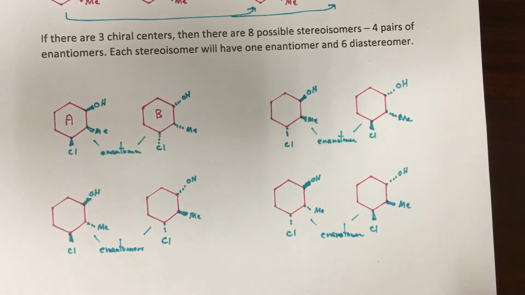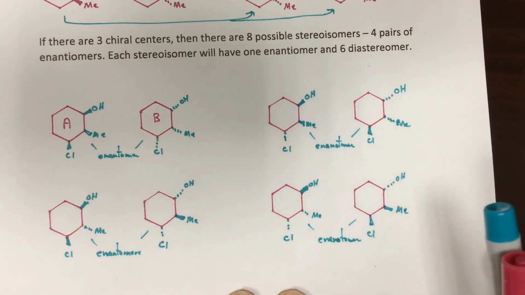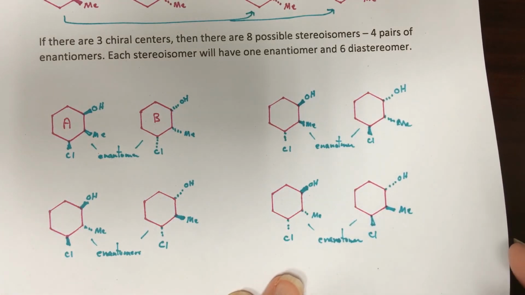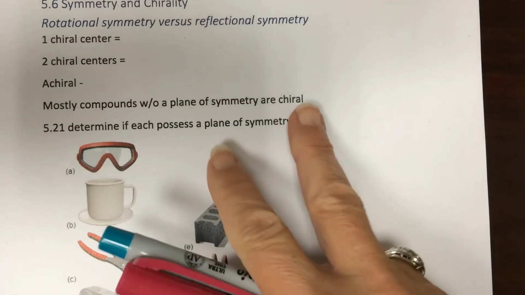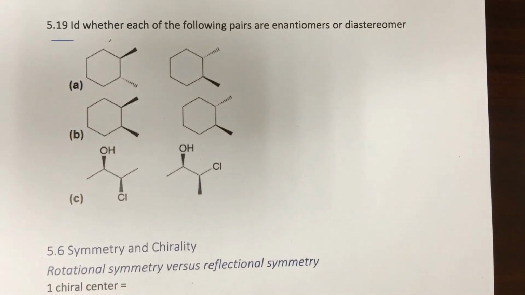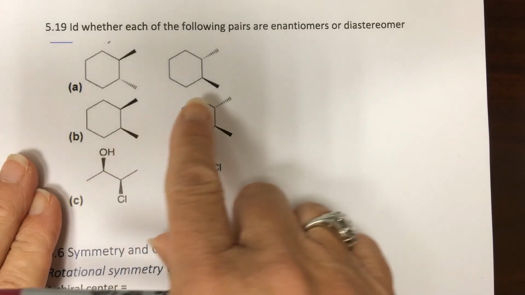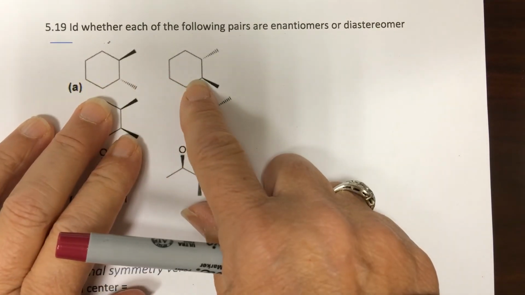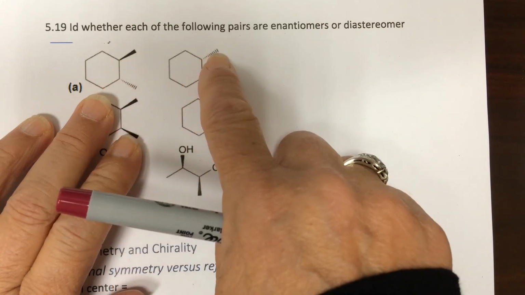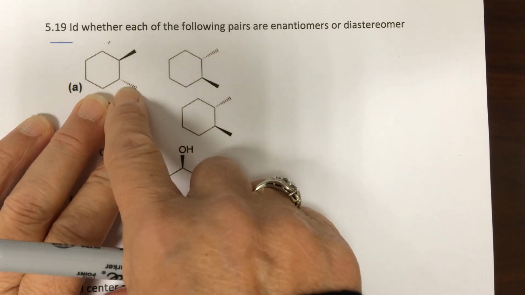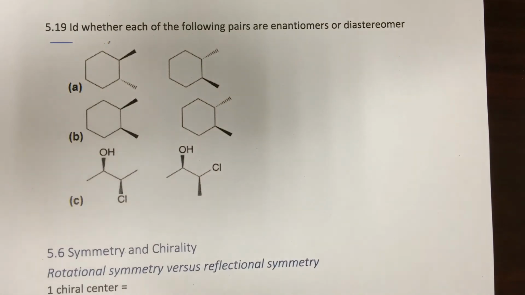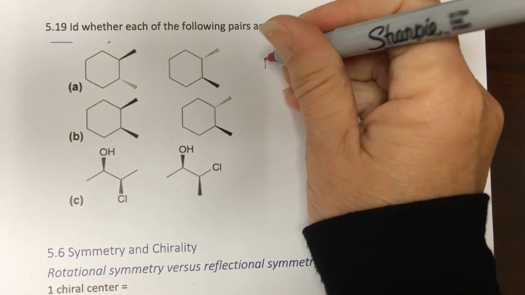So let's do a problem and see if we can figure out whether things are enantiomers or whether they're diastereomers. Okay. So enantiomers are going to be drawn, we draw them the same. This is up, here it's down. This is down, here it's up. So it's complete reversal, so that makes it an enantiomer.